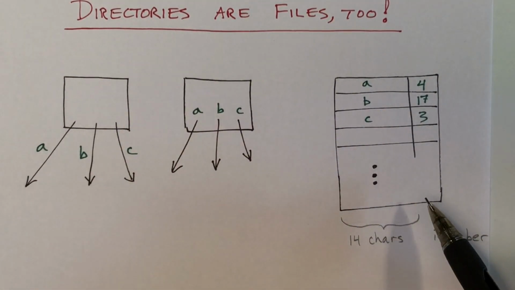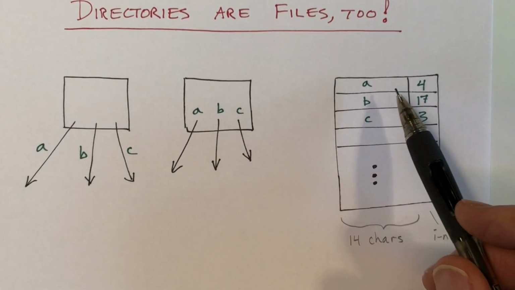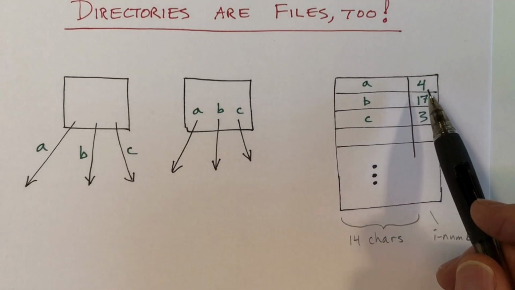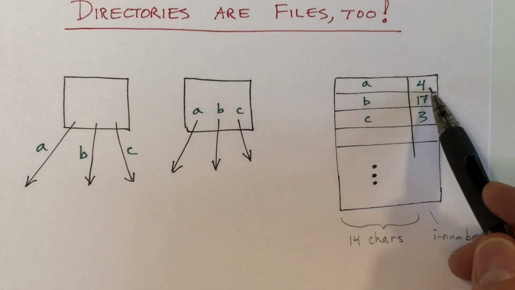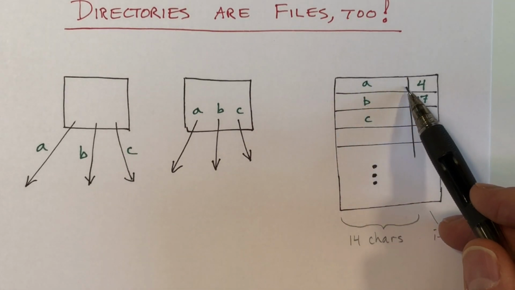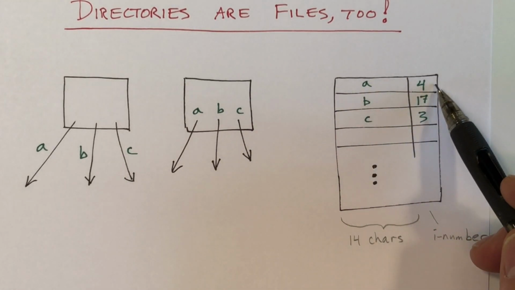Here's what we have in xv6. In xv6, a directory is represented as an array, and each array entry has both a name and a reference to the file. The name has space for up to 14 characters, and the reference to the file is an I number.